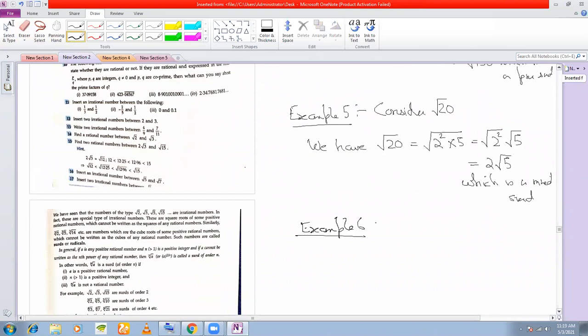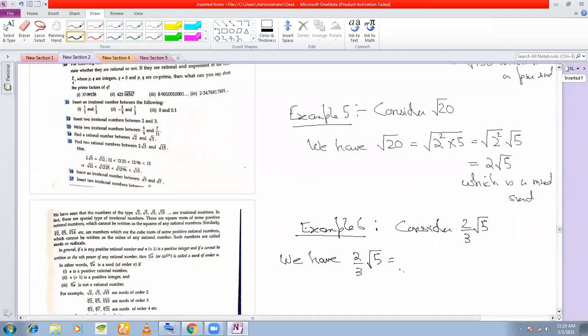Example 6. Let us consider, this time let's convert a mixed surd to a pure surd. Consider 2/3 root 5. This is a mixed surd, right? You want to convert it to a pure surd. How do we convert? See that 2/3 root 5, we want 2/3 to enter the radical, right?